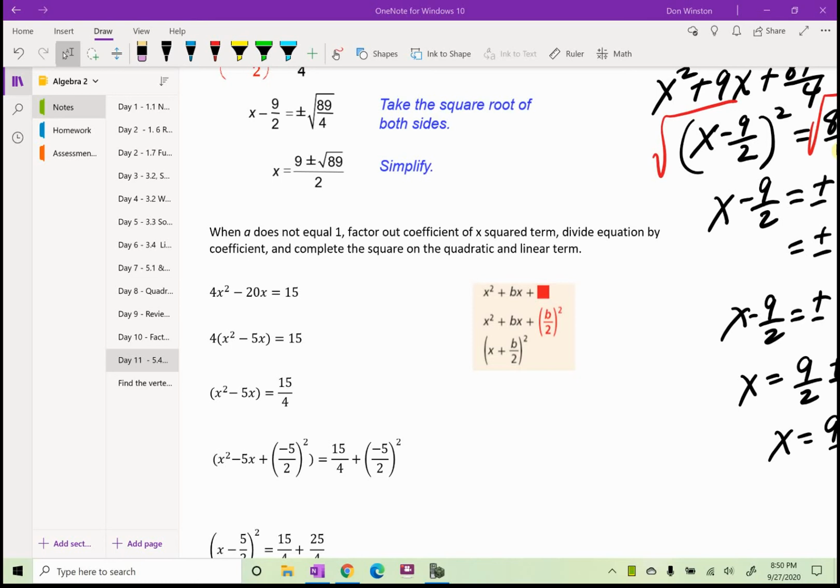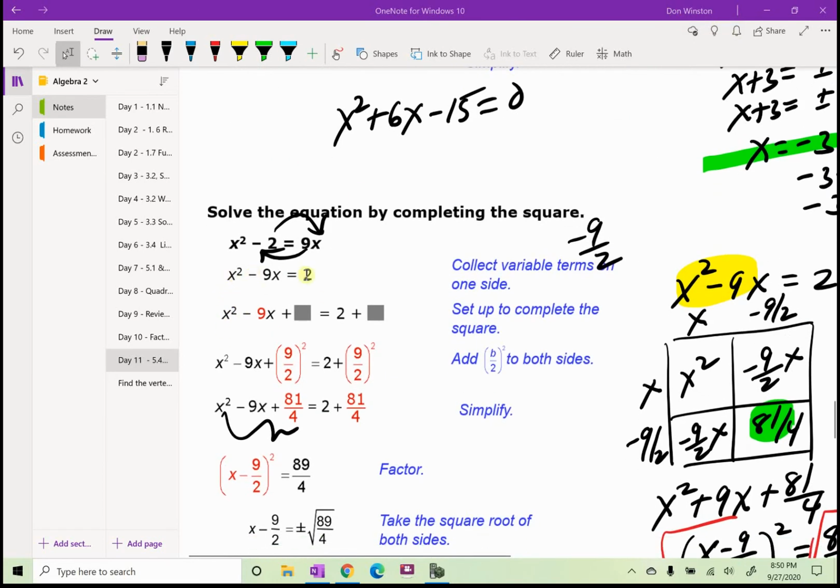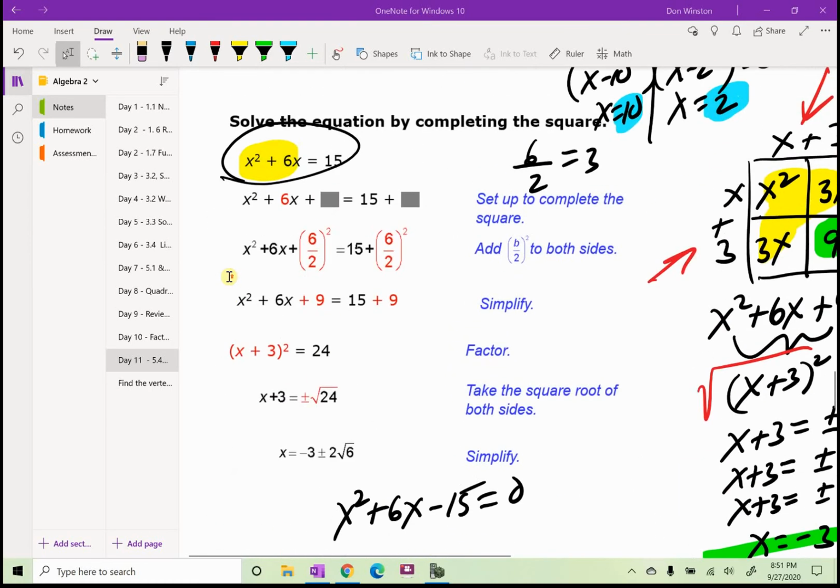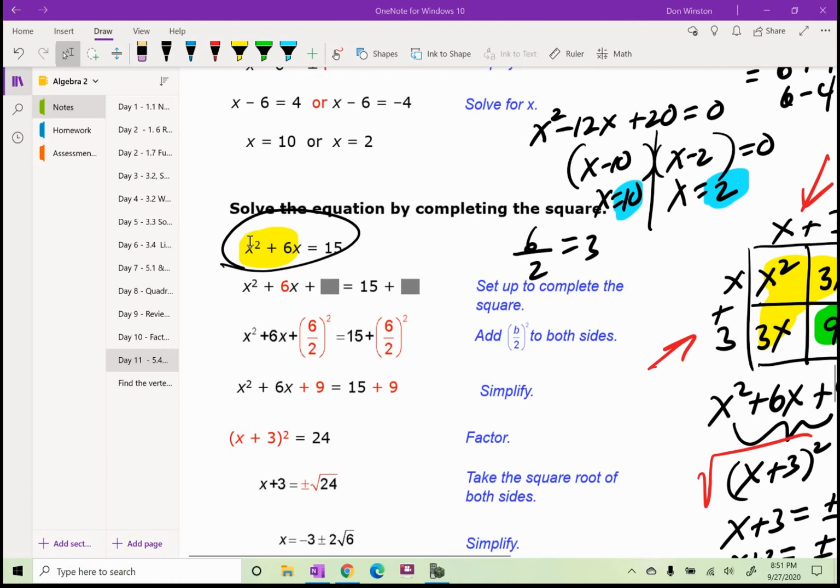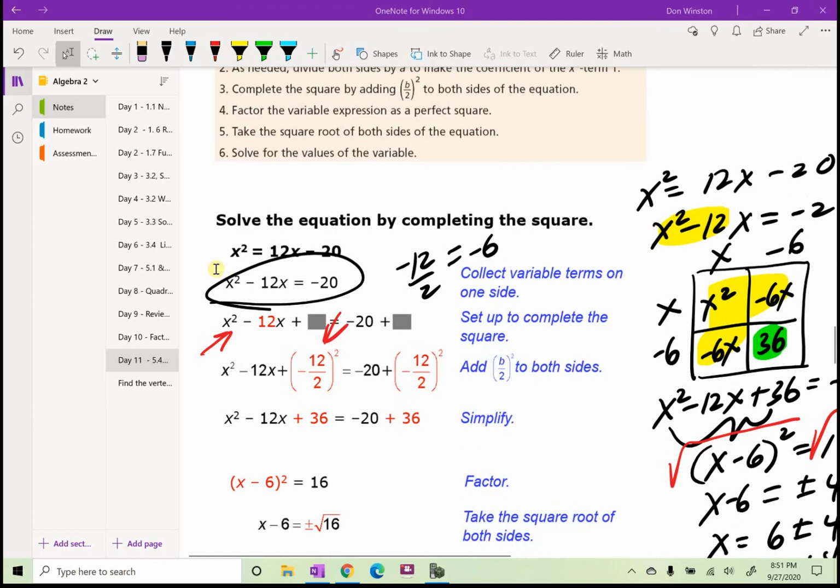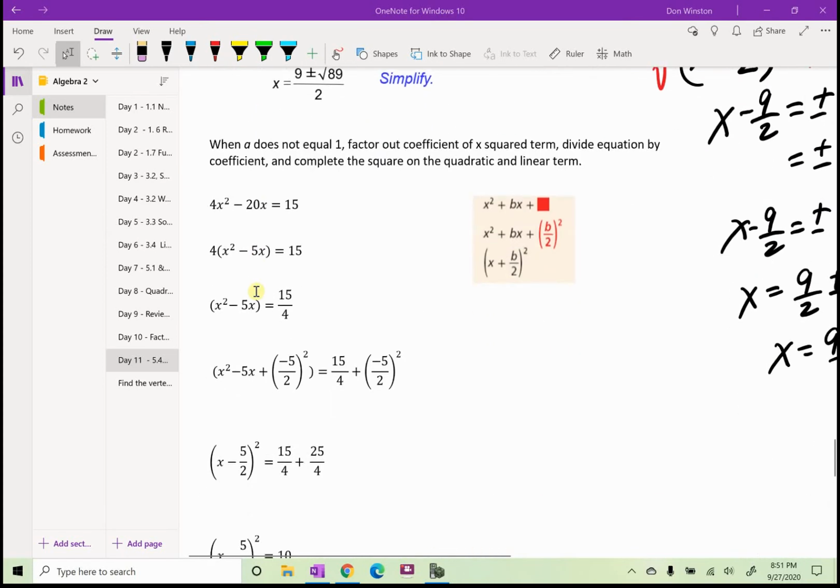So I left off with how do you complete the square when the a term does not equal 1? In all the problems I have presented, the a term, the coefficient, was 1. For example, x squared minus 9x equals 2. The coefficient was 1. X squared plus 6x equals 15. Again, the coefficient for the x squared term, or quadratic term, was 1. X squared minus 12x equals negative 20. Again, the coefficient for the quadratic term was 1. So we'll look at what to do when the coefficient is not 1.